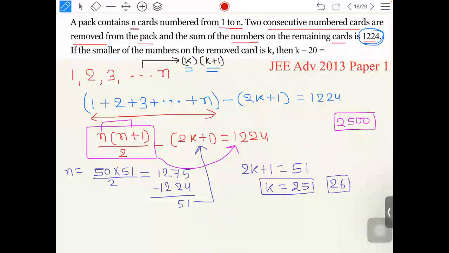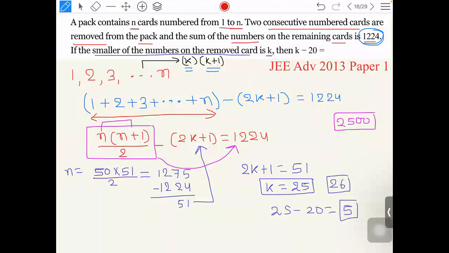So we have removed two cards numbering 25, 26. What is being asked? If the smaller of the numbers on the removed cards is k, then k minus 20 is asked. So 25 minus 20 is 5. So the correct answer is 5.